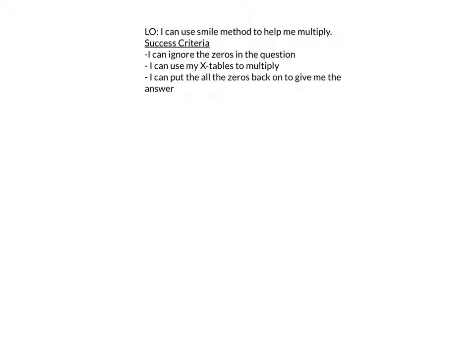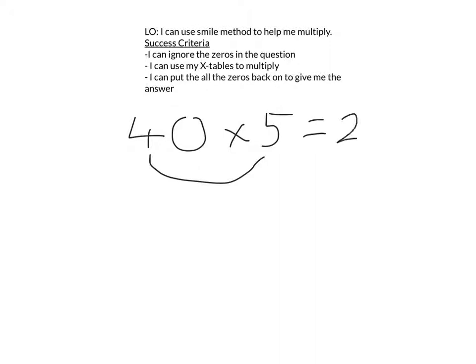Probably not sure what I mean, but here's an example to show you. Okay, let's start off with a nice one. Let's do, say, 40 times 5. Okay, so I'm going to ignore the zero. I'm going to ignore this zero. So I'm imagining it is just 4 times 5, and there's my smile. So that's why it's called SMILE method. So I'm just doing 4 times 5, and I know that is 20.